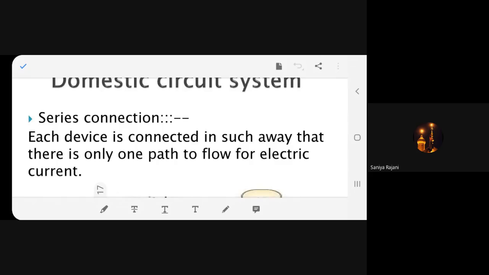Series connection. Each device is connected in such a way that there is only one path for the electric current to flow. Okay. So, series means what? Every device, every unit is connected in such a manner that there is only one road or one path to flow. What is flowing actually? Electricity, the electric current. So the devices are placed in such a manner in series that there is only one path for the electric current to flow. Okay?